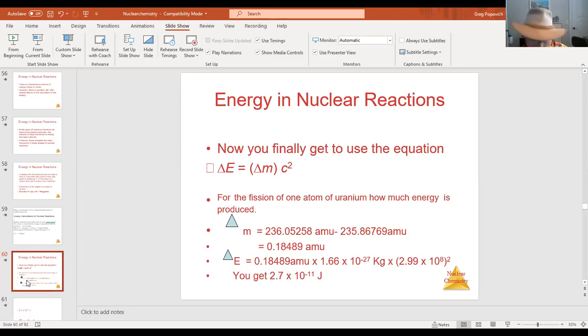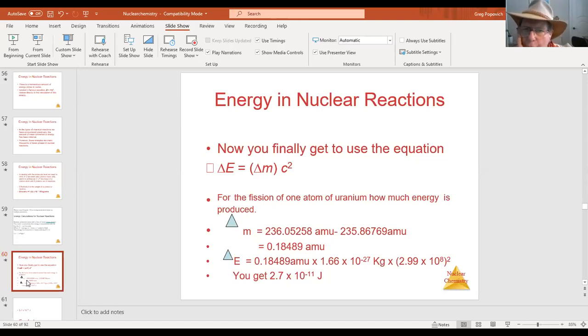Do you think this is a big number? Yes. 2.7 times 10 to the minus 11, 0.000000000027 joules. Is that a whole bunch? No. Then why are we worried about it? Why do we care?